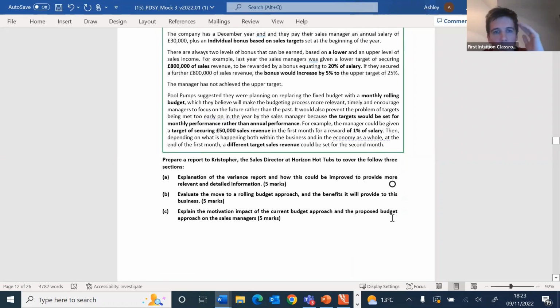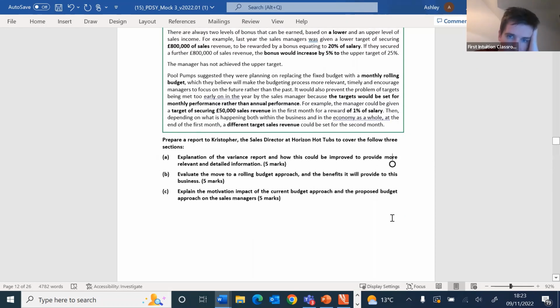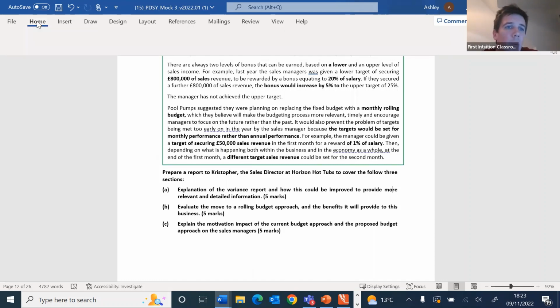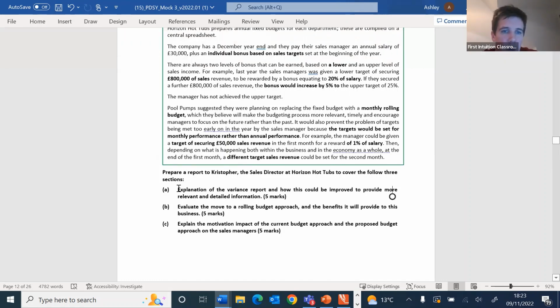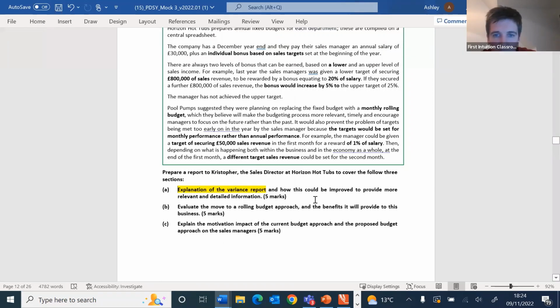And our requirement here was to prepare a report to Christopher, Sales Director, Horizon Hot Tubs, to cover the following three sections. So the first thing we're asked to do then is explain the variance report and how this could be improved to provide more relevant and detailed information. Again, don't just jump in, think about exactly what you're being asked to do here. And as I mentioned, there's nearly always more than one thing to do. So they're asking us to explain the variance report and also how this could be improved.